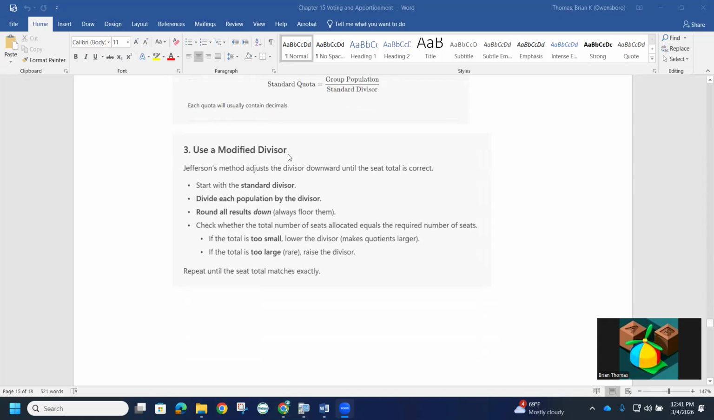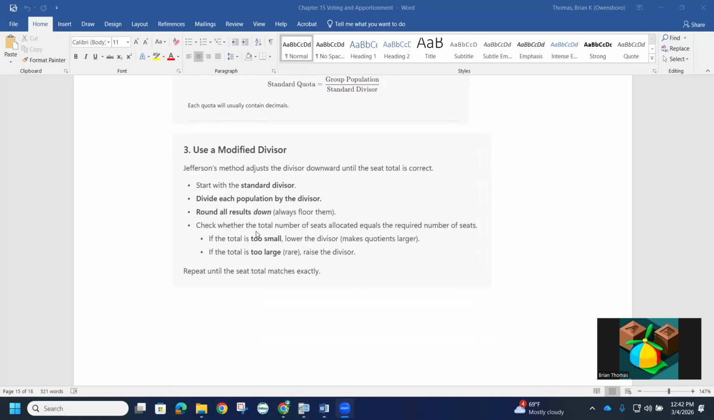So we may have to use what's called a modified divisor. Jefferson's method adjusts the divisor downward until the seat total is correct. So we start with the standard divisor. We divide each population by the standard divisor, and then we round all these results down. In other words, we floor them. So we don't round up, we always round down.